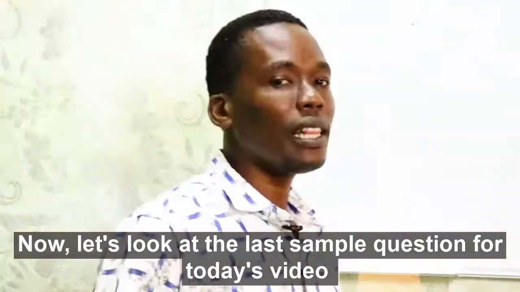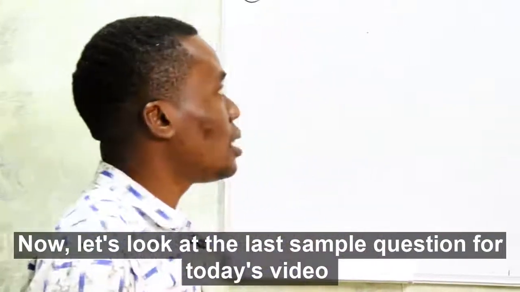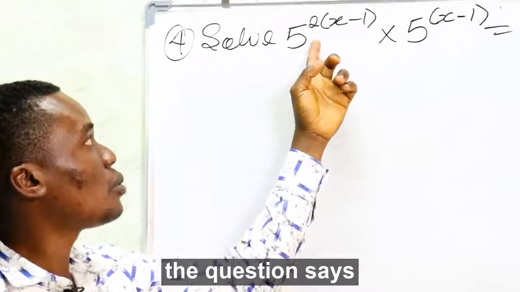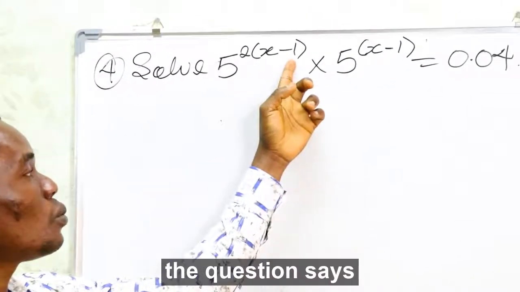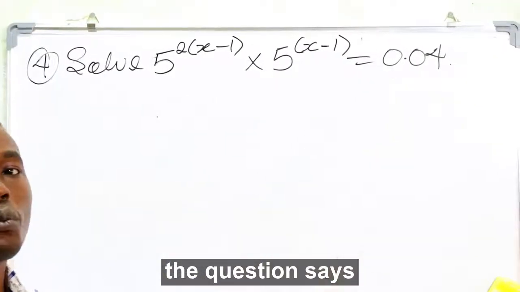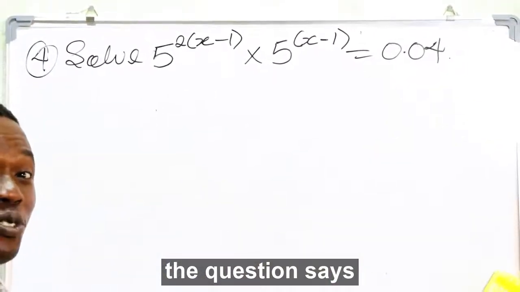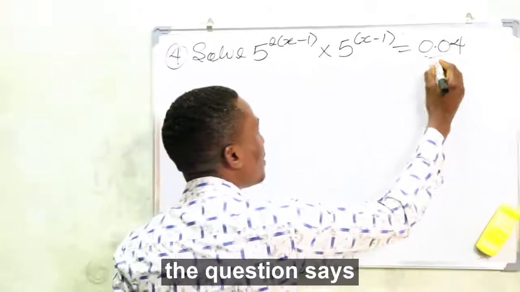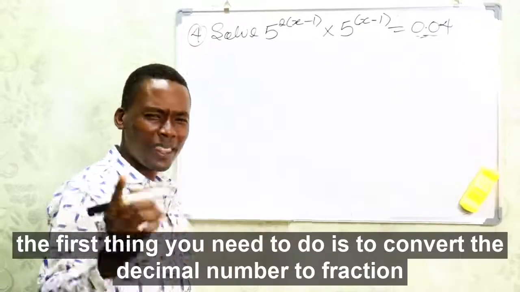Alright, now let's look at the last sample question for today's video. The question says solve 5 raised to the power 2x minus 1 times 5 raised to the power x minus 1 equal to 0.04. Now, do you notice that you are given values with a decimal number? It's tricky, but then we can solve it.